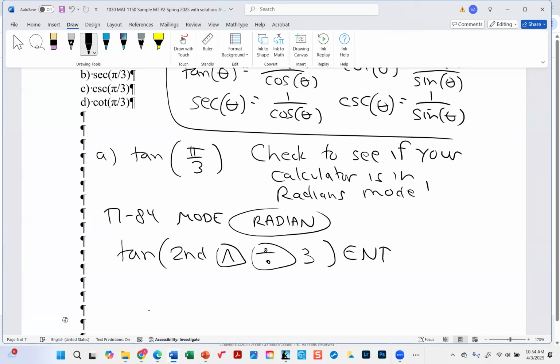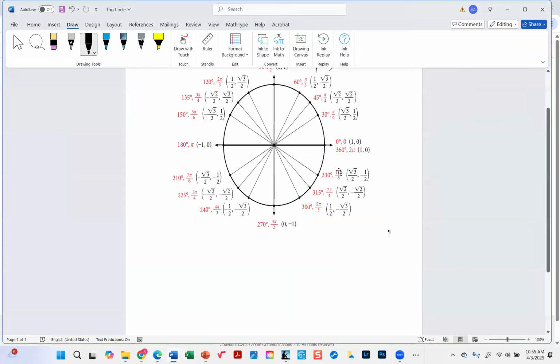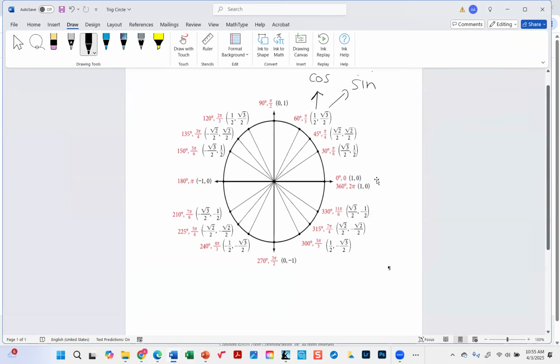All right, let's try that. The tangent of pi divided by 3 comes out as 1.732. Now, clearly, this is some kind of a radical. We know that because when you look at the unit circle, you'll see that all of these radicals are either radical 2 or radical 3. That's all that we have here.